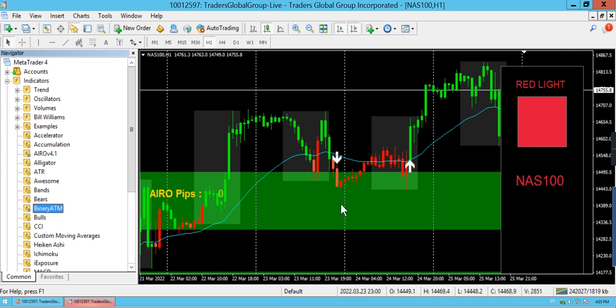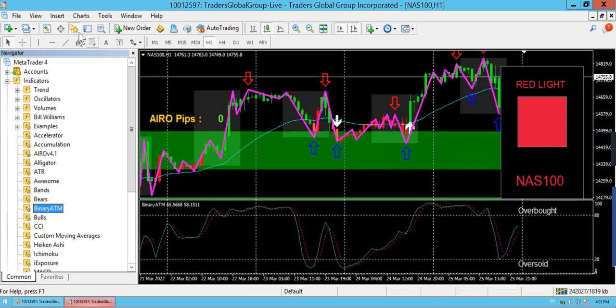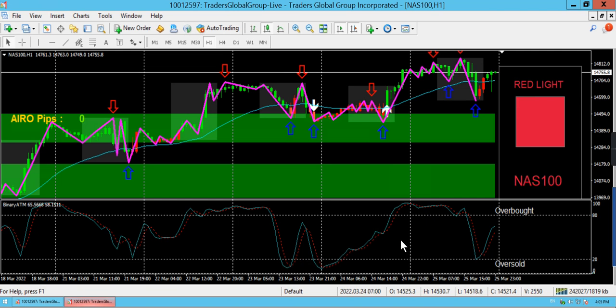But so the last thing I'm going to bring over on this MT4 terminal is the binary ATM. So I'm going to double click, make sure DLL imports are there, and then just hit OK. All right. Now, this is my chart. It's been built. It's what I'm looking for, but it's not done.